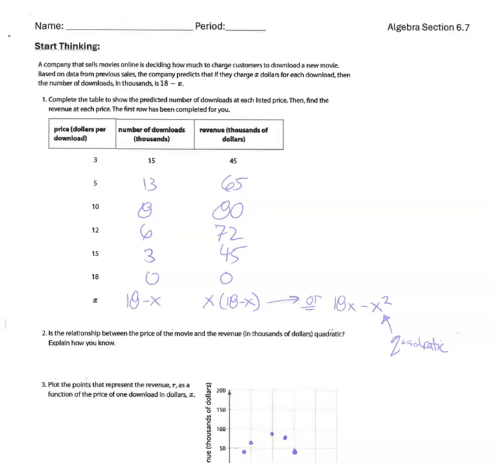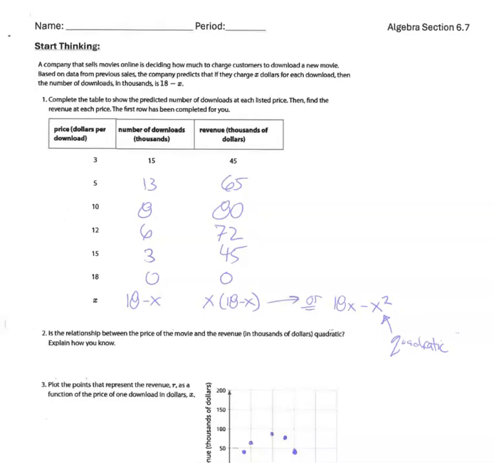If it is $3 per download, then you're going to get a bunch of people wanting to buy it because it's super cheap, and that's going to be 15,000 they're guessing at, and that is going to give you a total revenue of $45,000. If they bump it up to $5, less people are going to be able to afford it, so only 13,000 will be able to afford it. But when you multiply those together to find out the total revenue, you do get $65,000, which is more than $45,000. So it's still a better deal, even though they're not getting as many people to buy it.